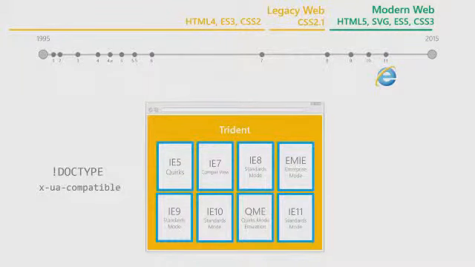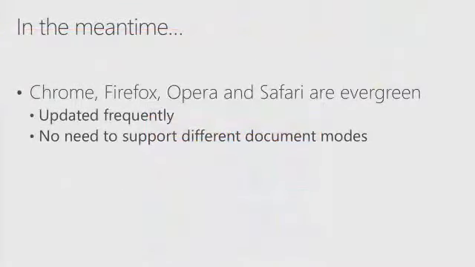At the same time, Chrome, Firefox, Opera, Safari are what we call evergreen. That means they just have one specific version. They don't have if Chrome 31 or if Chrome 32, whatever.